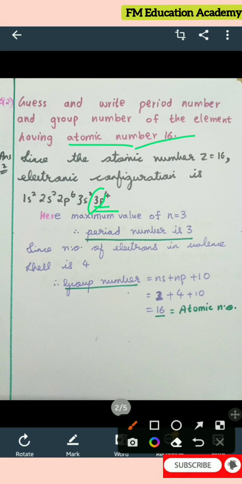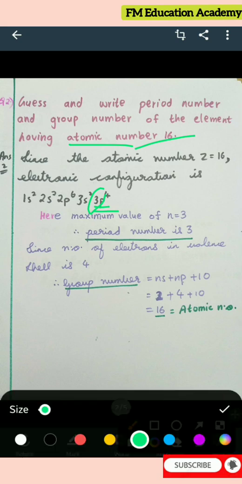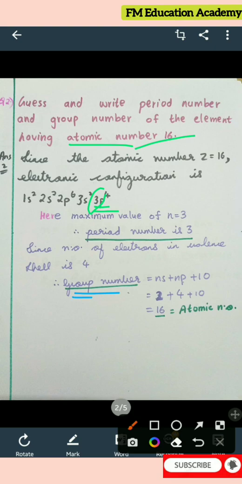How to write the group number with the help of atomic number. Remember, one hint I'll give you is that the group number will be equal to the atomic number. So since the atomic number is 16, the group number is also 16. Or if you don't want to write with this concept, that is, group number equals atomic number, since the atomic number is given, I can easily write the group number as 16 because both will be equal.